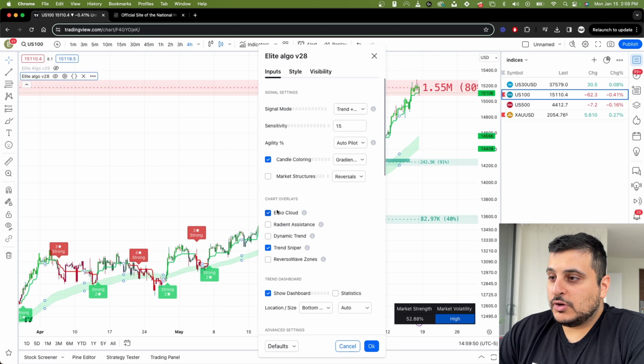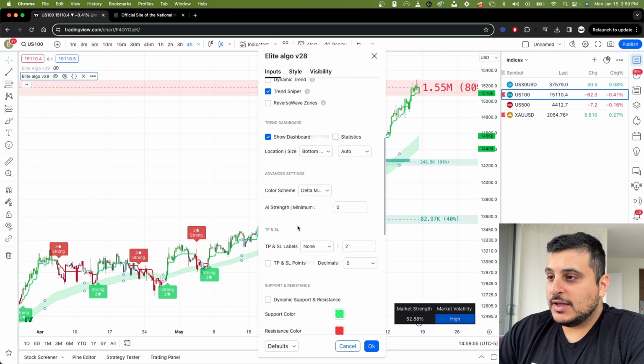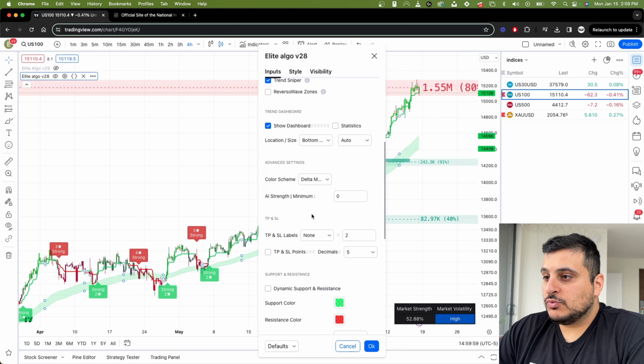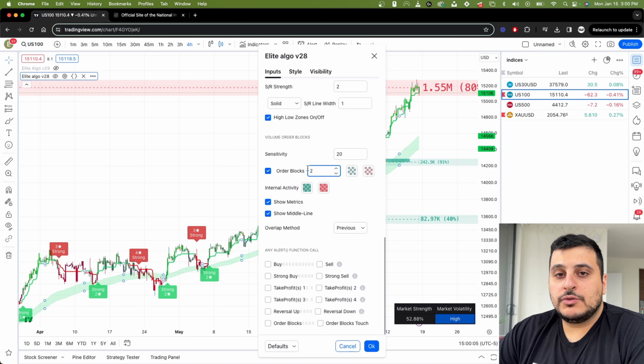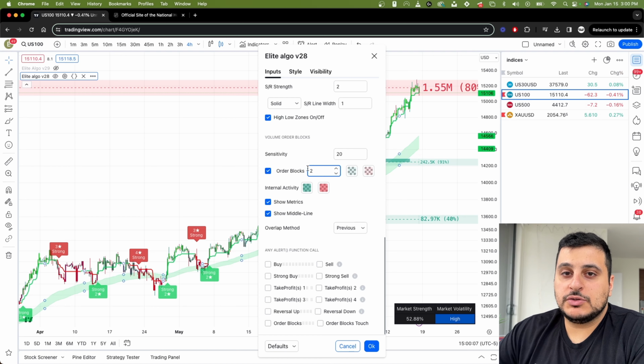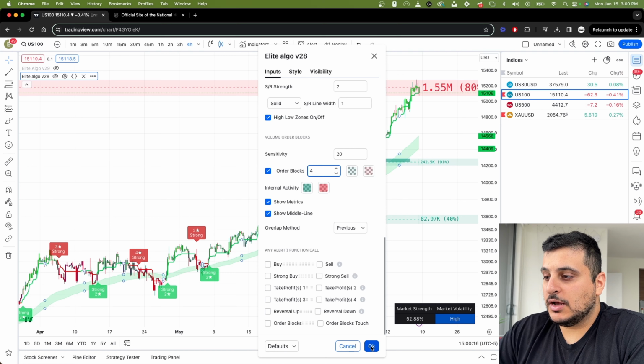Okay, next we want to turn on the Echo Cloud, Trend Sniper, turn on the dashboard, and we also want to make sure that the order blocks are turned on as well. Right over here, guys, we just want to make sure that they are turned on by clicking this button right there. And then this, we can either have it 2, 3, or 4. That just means how many order blocks would you like to see on your charts. So for us, let's just put 4, but this is not really super important. You can have whatever you like there.